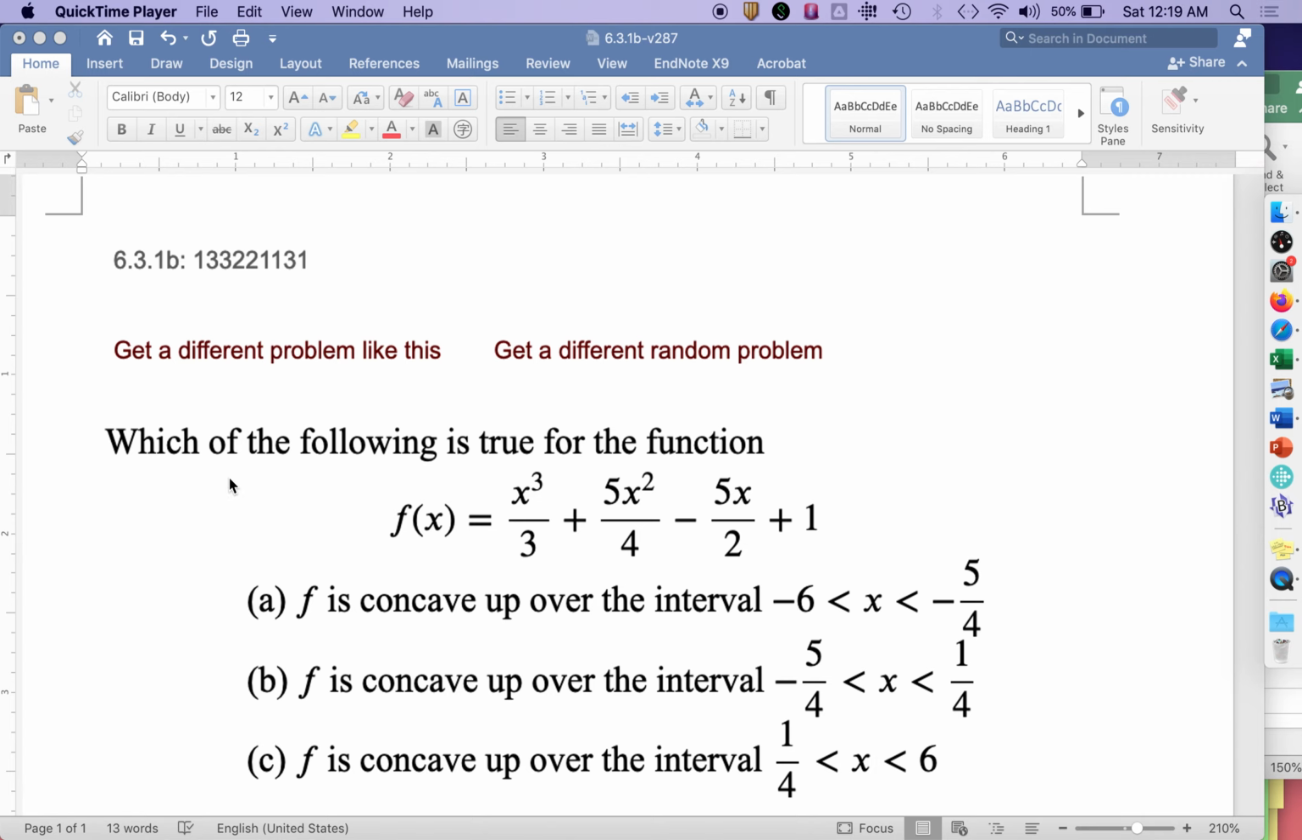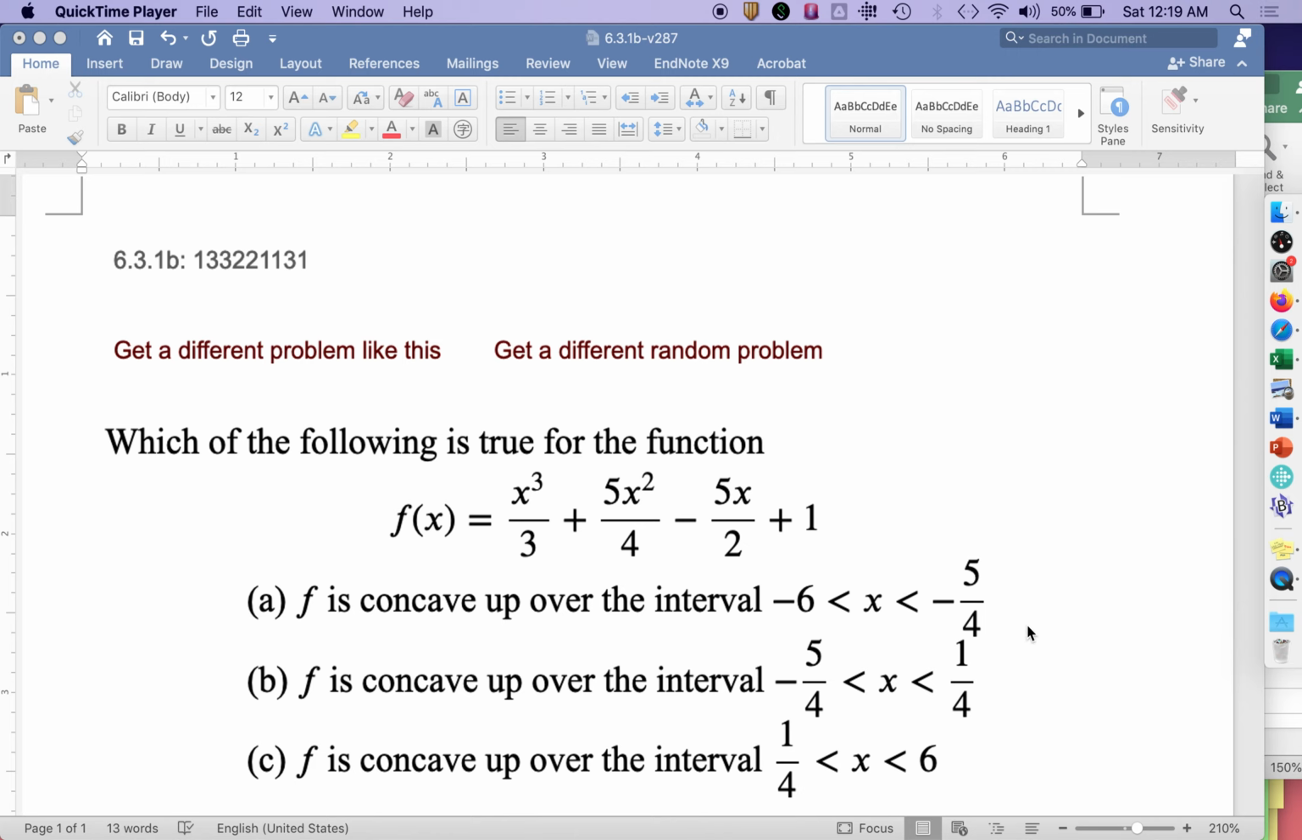6.3.1b. Which of the following is true for the function f of x equals x cubed over 3 plus 5x squared over 4 minus 5x over 2 plus 1? And then it gives us three statements. A says it's concave up over the interval between -6 and -5/4. B says it's concave up over the interval between -5/4 and 1/4. And C says it's concave up over the interval between 1/4 and 6.